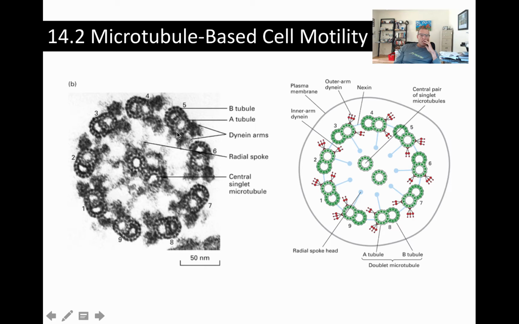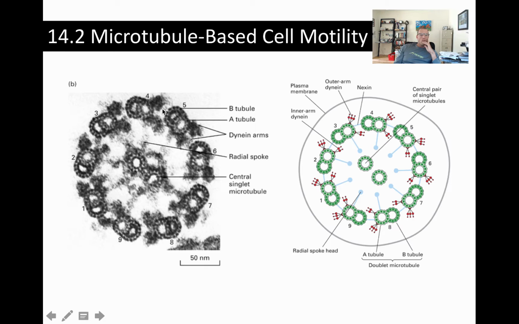The A microtubule here is the complete microtubule, so that one there is complete, and then the B microtubule is incomplete, so it doesn't have a complete set of 13 protofilaments. It could be 9, 10, or 11, just depending on how it gets synthesized. And then these two in the middle are complete microtubules with 13 protofilaments.